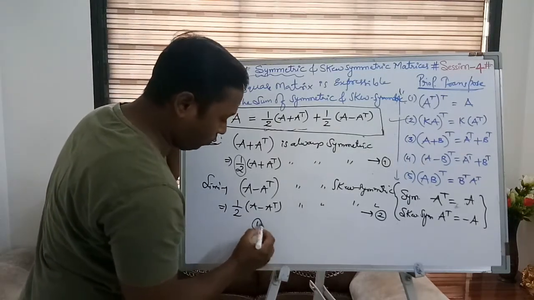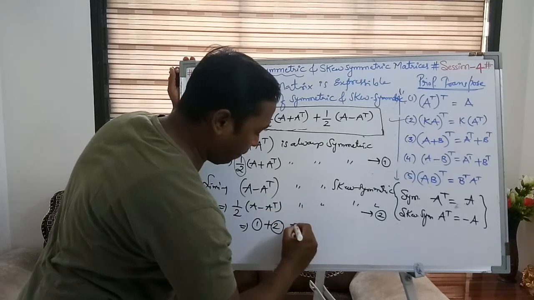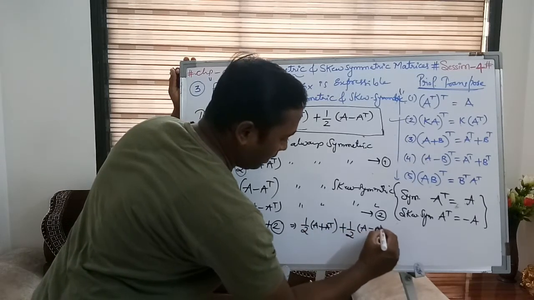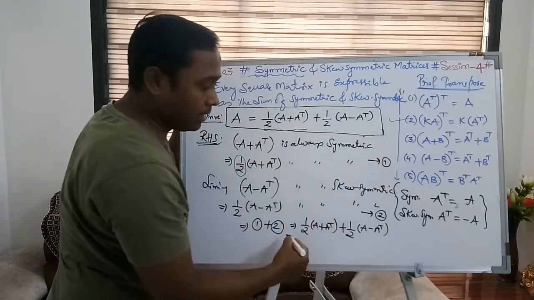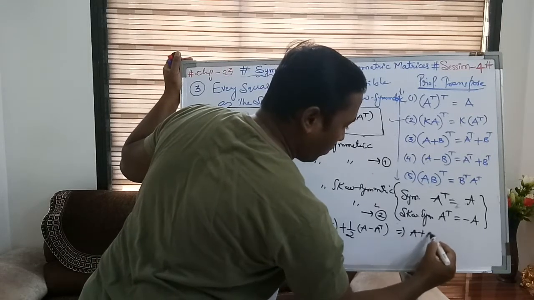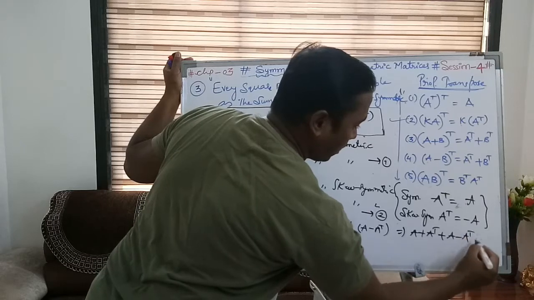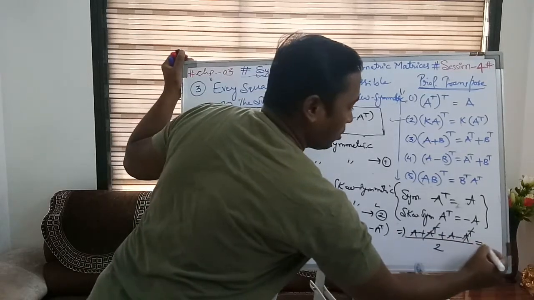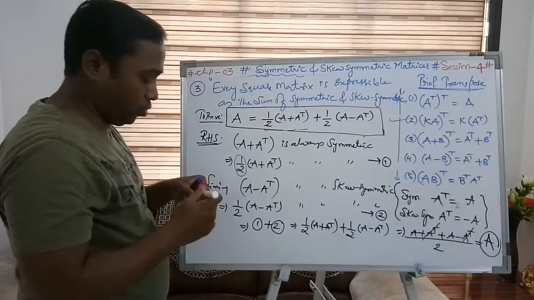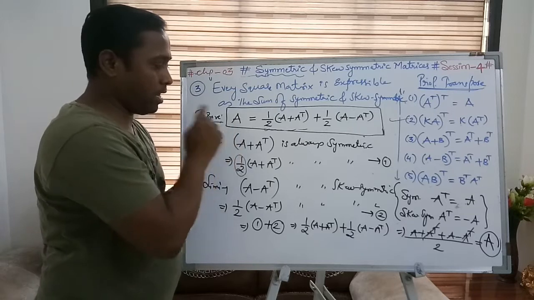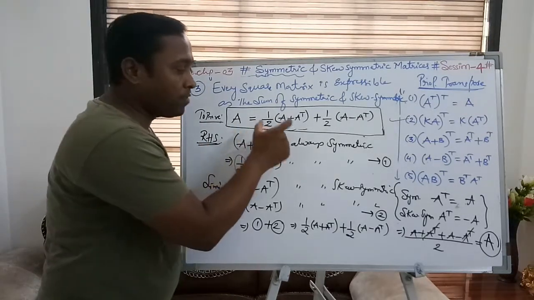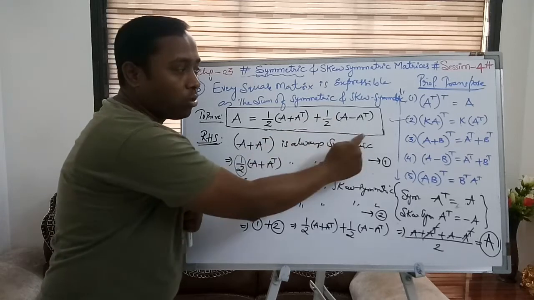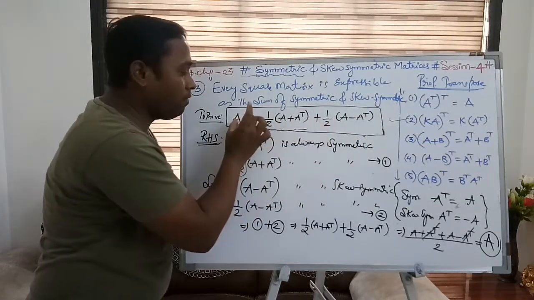Now, adding results 1 and 2: half of A plus A transpose plus half of A minus A transpose. Simply by taking the LCM, we get A plus A transpose plus A minus A transpose, by 2. These two get cancelled. So A plus A is 2A, and 2A by 2 always results in the matrix A. So this shows that every square matrix can be written as the sum of a symmetric and a skew symmetric matrix. This operation is always symmetric, this operation is always skew symmetric, hence their addition gives the matrix A.